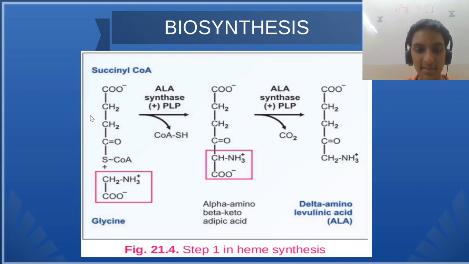Let's see the biosynthesis. So first step, this is to show you glycine plus succinyl-CoA on delta ALA synthase, release of CoA-SH will get alpha amino beta keto adipate. This is an intermediate, okay? It's optional to remember this intermediate. On the same enzyme, there is decarboxylation to form delta ALA or delta amino levulinic acid.